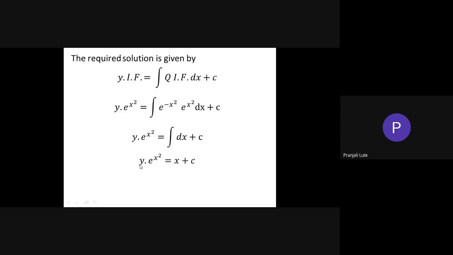If the initial condition is not given in your question, then this is your final answer. But the initial condition is given in the question, so with its help we have to find the value of the constant c. What is the initial condition? x equal to 0 and y equal to 1.